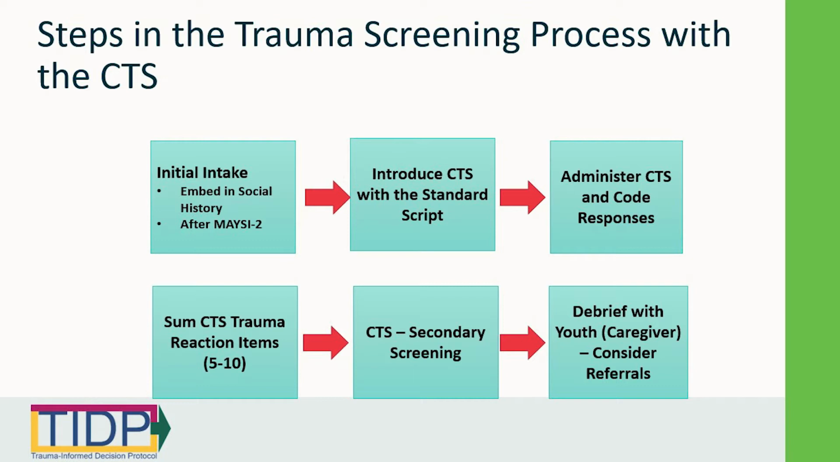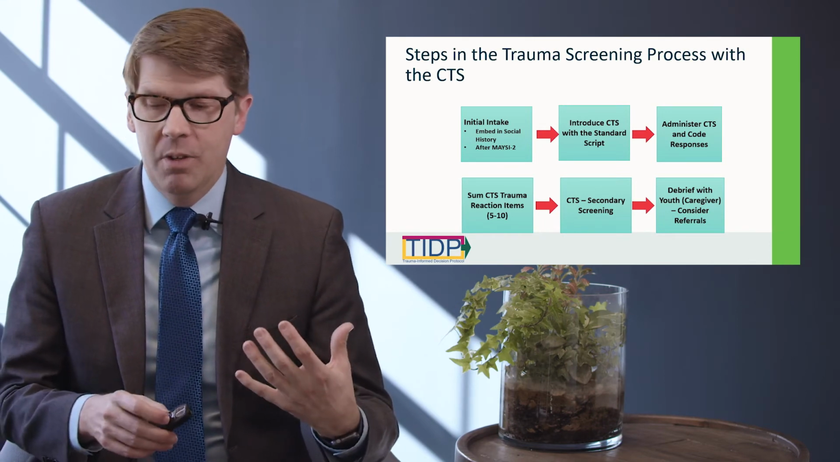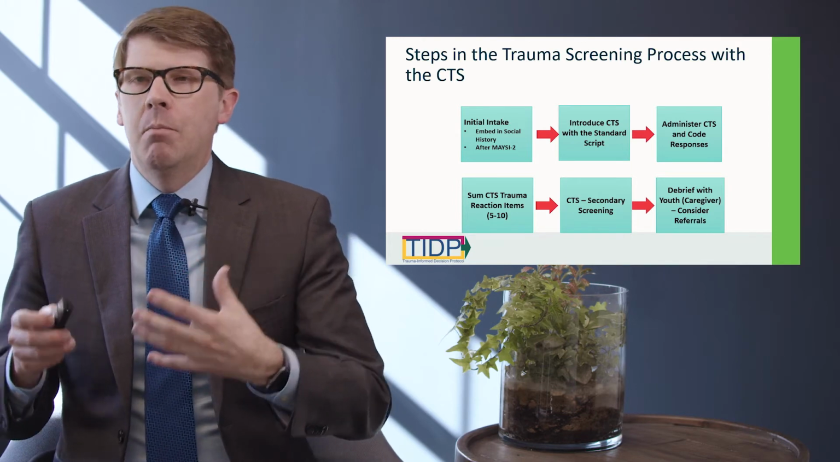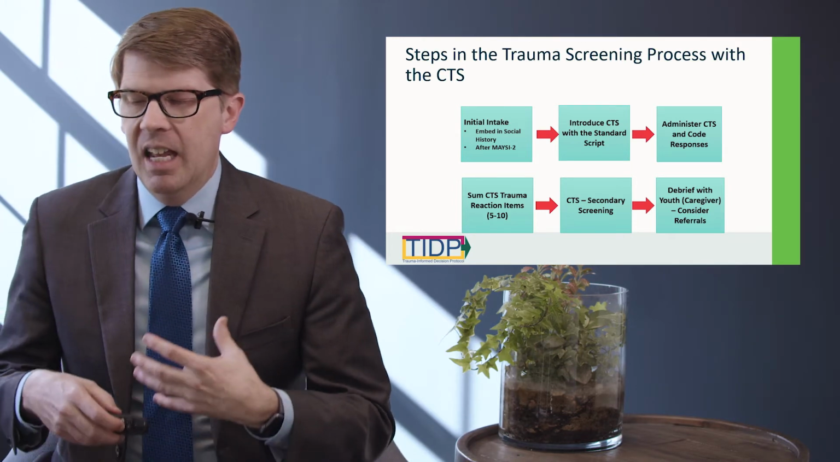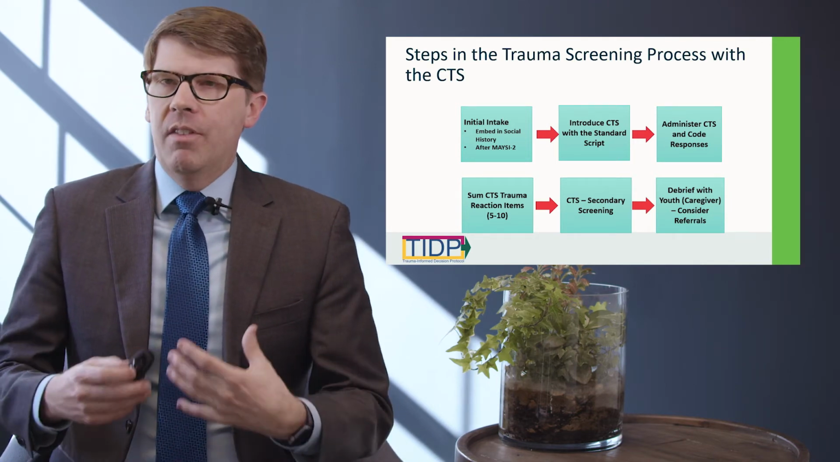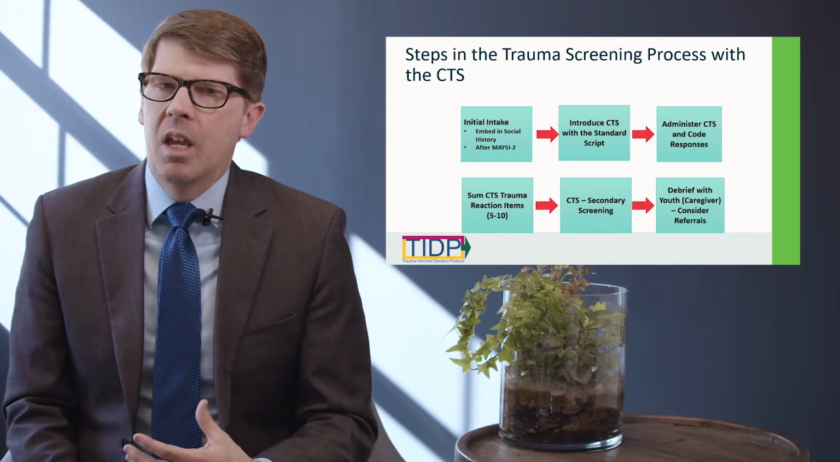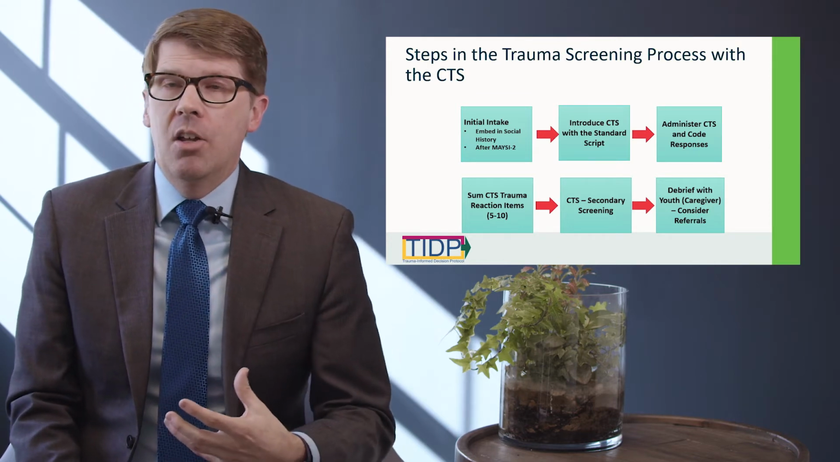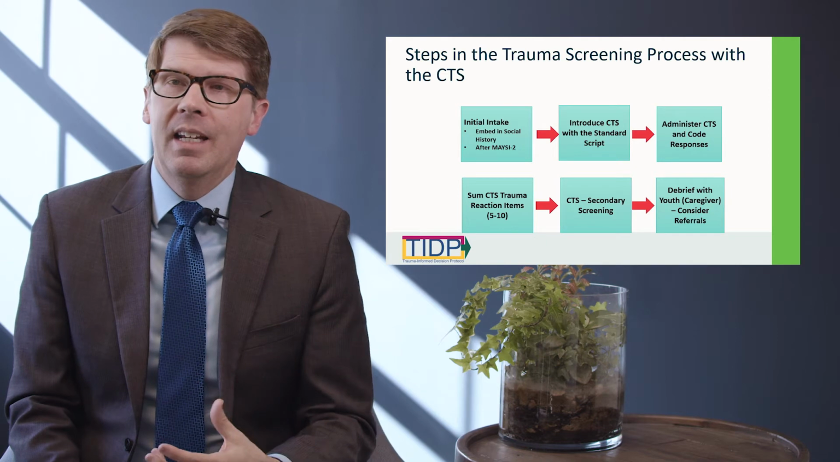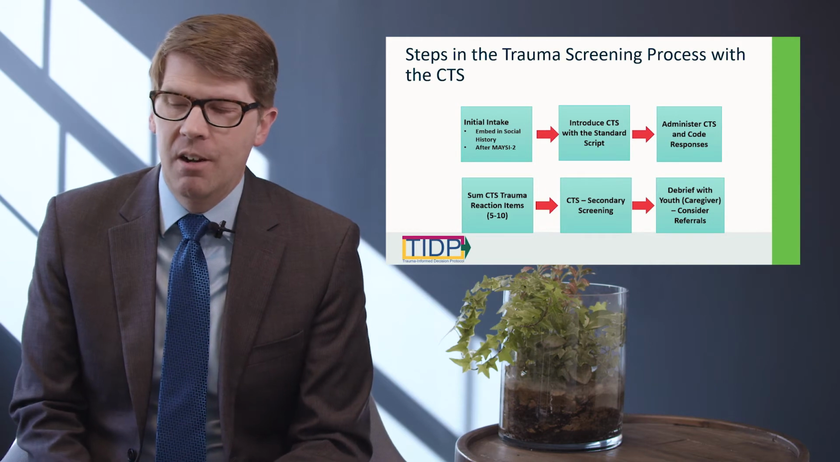And through our last training, we articulated 6 major steps or components to the trauma screening process with the CTS. That starts, of course, with the introduction, then administering the screen, and then how we follow up on the screen as well. And all of this has been explained in the last training as moving Pennsylvania toward not only identifying the trauma needs of youth, but also a greater integration of this information into their case plan.